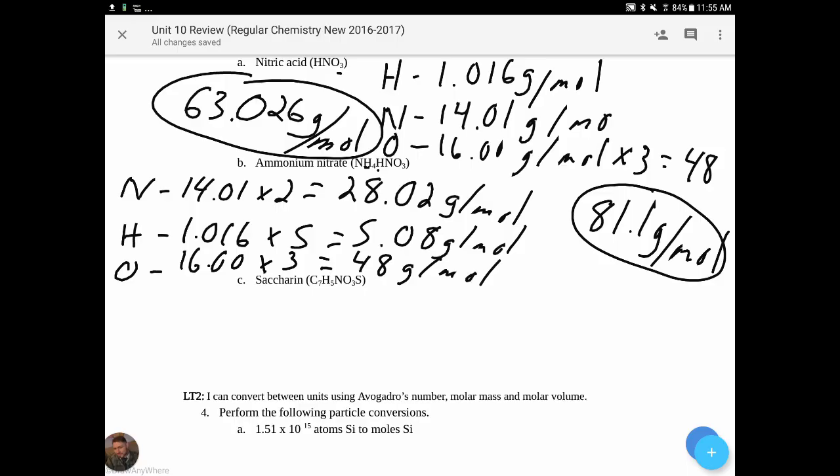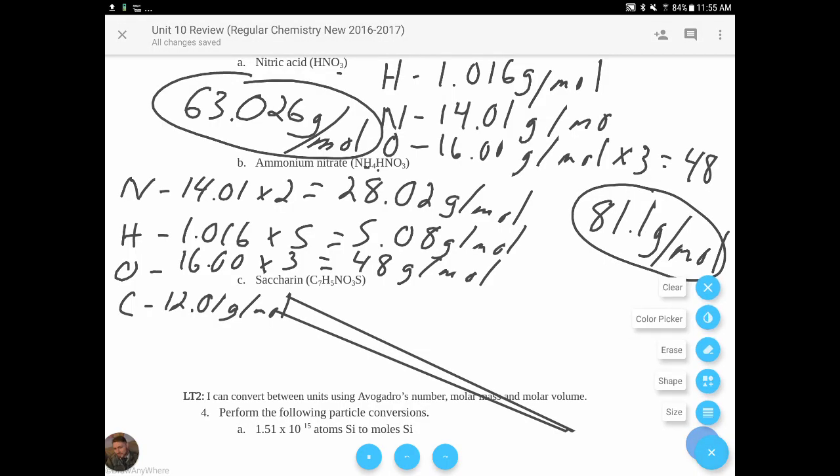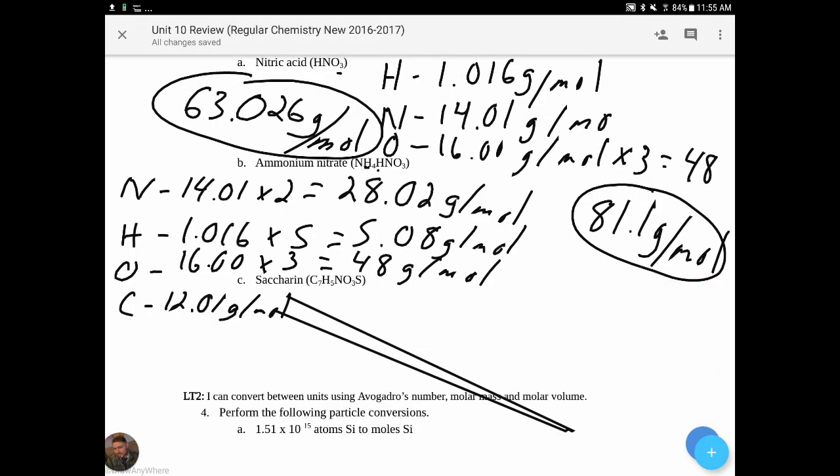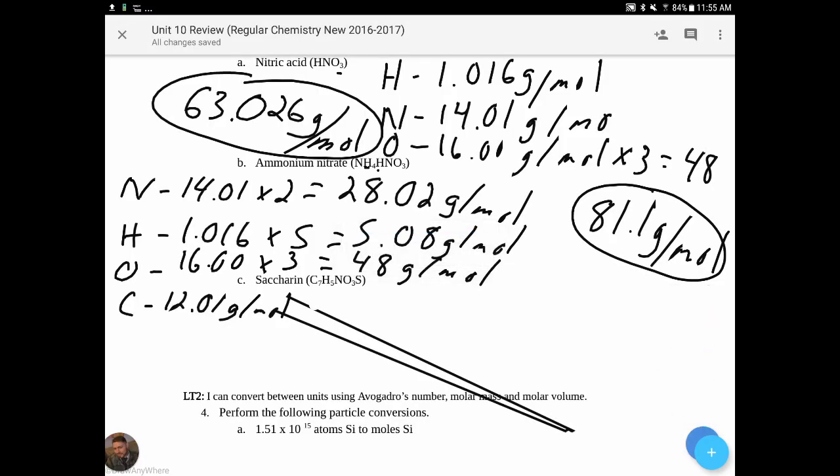All right, last one. We have C, which is 12.01 grams per mole. Shoot. Sorry. Give me a sec here. Let me erase this junk that I just accidentally touched the screen with my palm.